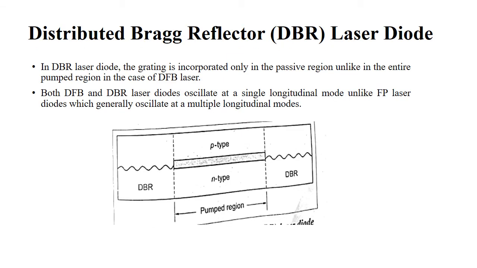Next is the distributed Bragg reflector laser diode. In a DBR laser diode, the grating is incorporated only in the passive region, unlike in the entire pumped region in the case of the DFB laser. Both DFB and DBR laser diodes oscillate at a single longitudinal mode, unlike Fabry-Perot laser diodes, which generally oscillate at multiple longitudinal modes.